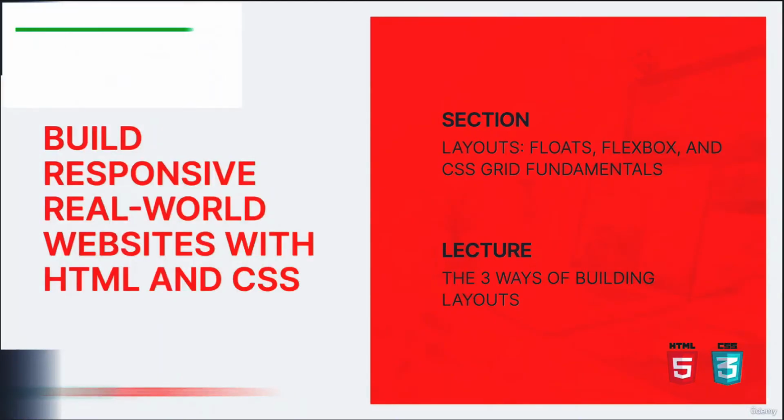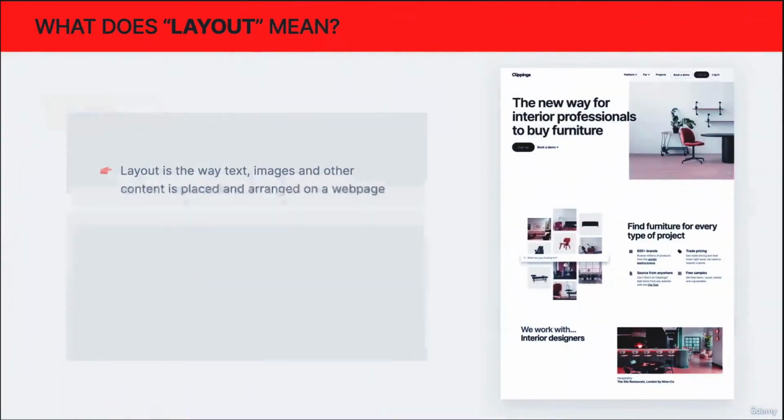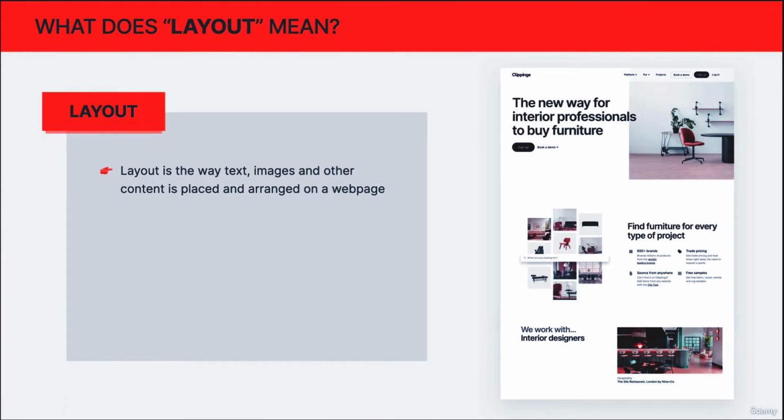about building layouts. Before we actually start doing that, let's talk about what layout actually means and also the three major ways in which we can build layouts in CSS right now. So in web design and web development, when we say layout, what we mean is basically the way that text, images, and all the other content is placed and arranged on the web page.